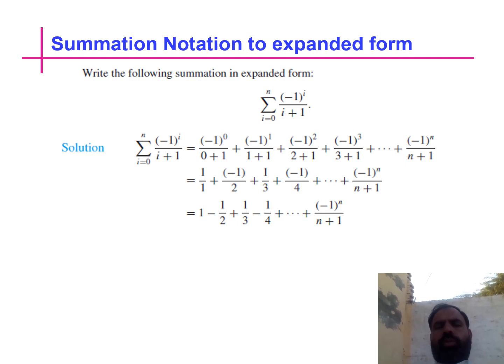So this will become 1 by 1, and this gives minus 1 by 2, and this gives 1 by 3, and the last term is not simplified, so this will give us minus 1 raised to the power n over n plus 1. And the final answer of this summation is 1 minus 1 by 2 plus 1 by 3 minus 1 by 4 plus ... plus minus 1 to the power n over n plus 1.